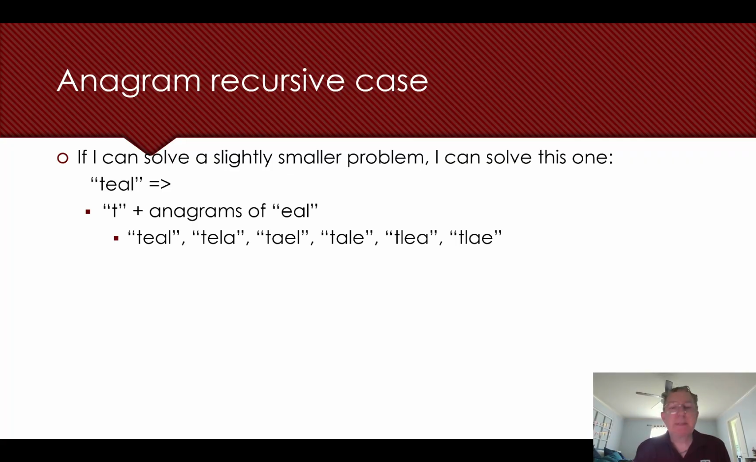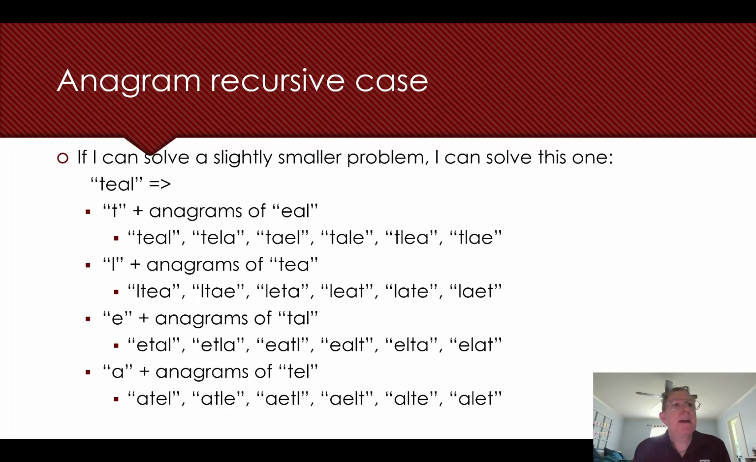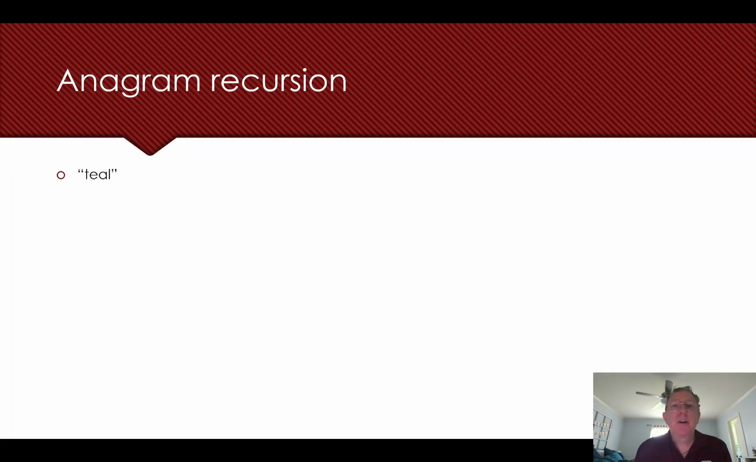But what if we did the same thing removing L from the word? We could then put L on the front of all the anagrams of T. That gets us halfway there. If we repeat this for every letter in the word, we can make anagrams of a 4-letter word by prepending a letter to the solution of all the anagrams for 4 different 3-letter words. Recursion will take care of the rest.